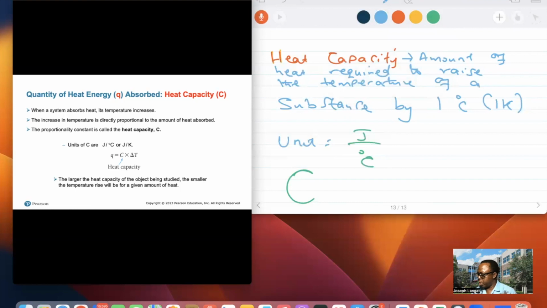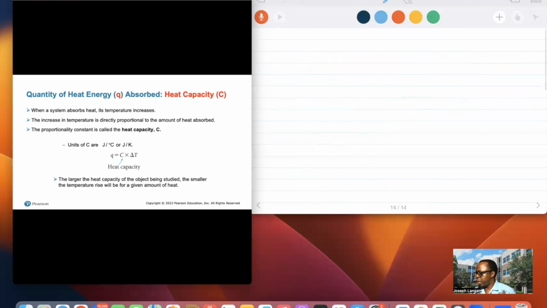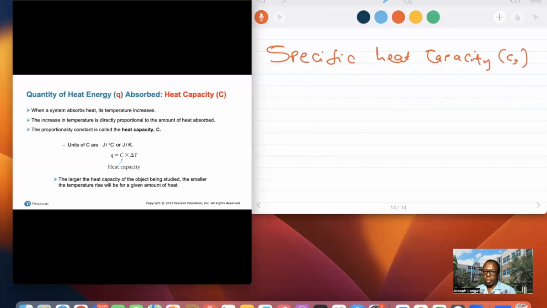It's the heat capacity. Whereas there is what we call specific heat capacity. I've seen some others just using the lowercase s. I may use SP, specific heat. That's the same thing for me. How do we define this? You need to be able to differentiate the heat capacity from the specific heat capacity.